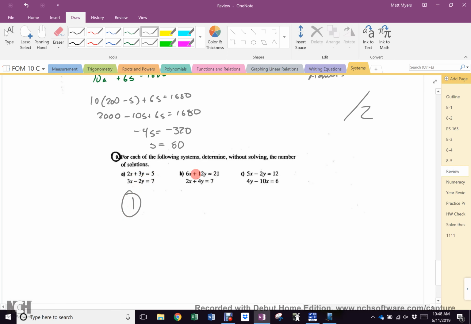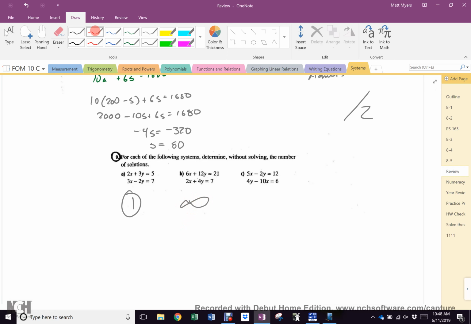What about this one? 2 times 3 is 6. Better check. 4 times 3 is 12. Damn, son. 7 times 3 is 20. Hey, those are the same line. So how many solutions? Infinite, because they're going to be lying on top of each other, right? They're going to be lying on top of each other. Get it? Get it?